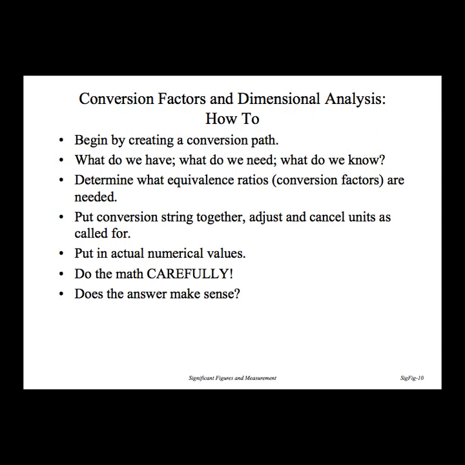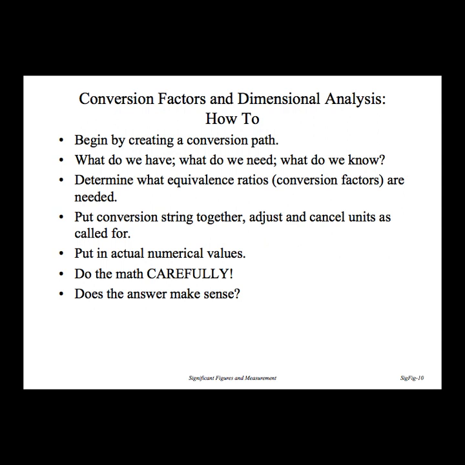A ruler is 12 inches long. How long is it in meters? If I give you the fact that 1 inch is 2.54 centimeters, the first thing we need to do is set up a conversion path. So we have inches, we're going to meters. We know that from inches we can get to centimeters. 1 inch is equal to 2.54 centimeters.